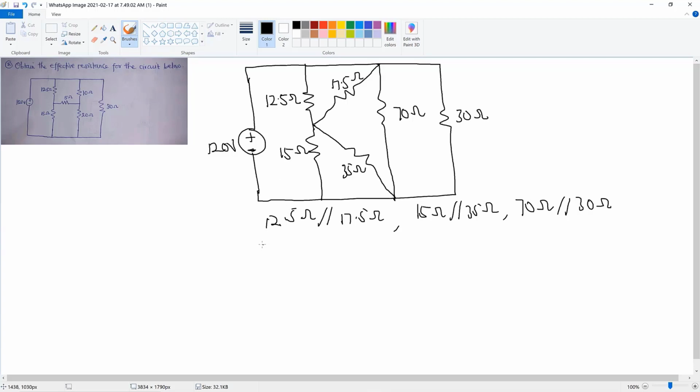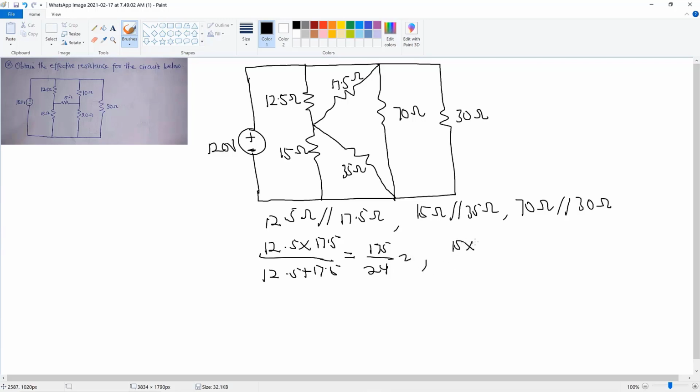So 12.5 times 17.5 over 12.5 plus 17.5 will give us 175 over 24 ohms.